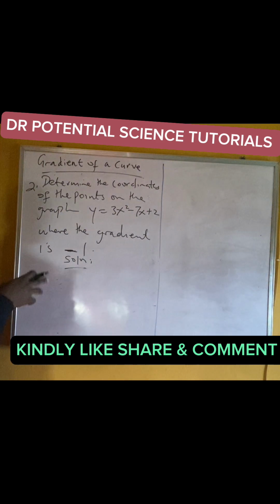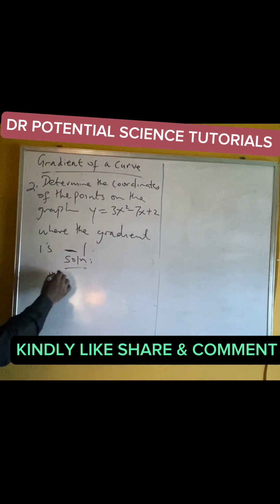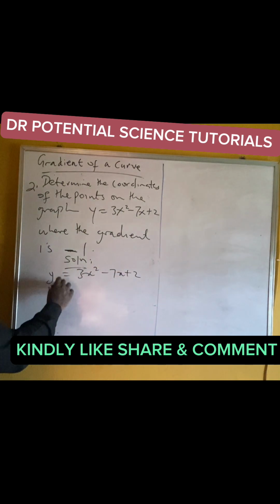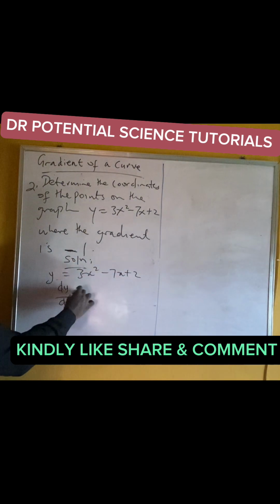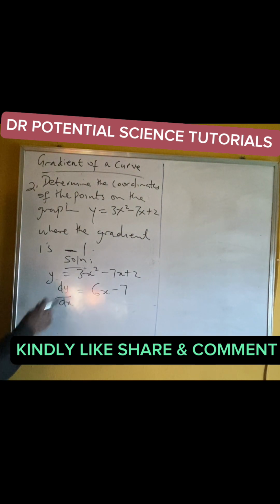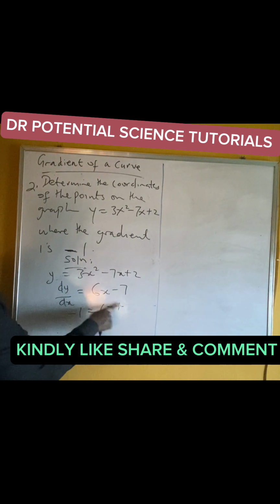of the points on this graph where the gradient is given already, and I told you that the gradient means what? Slope. Slope means dy dx. So our function is already given as 3x squared minus 7x plus 2. So the gradient is going to give us 6x minus 7. And the gradient is given as minus 1 already. So that means our dy dx is minus 1. So minus 1 equals 6x minus 7.